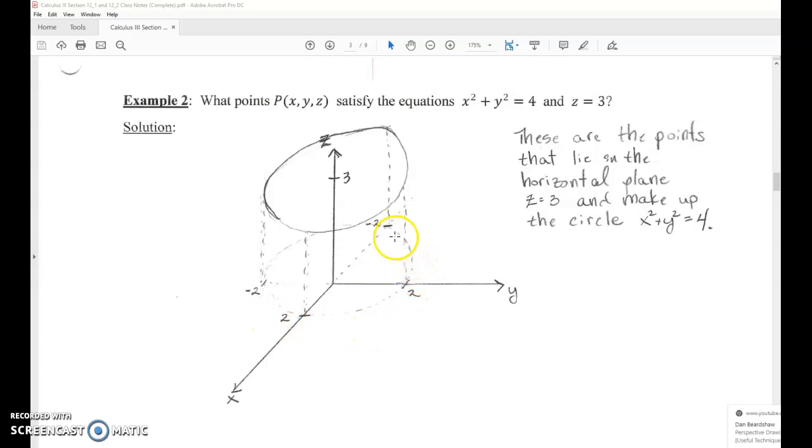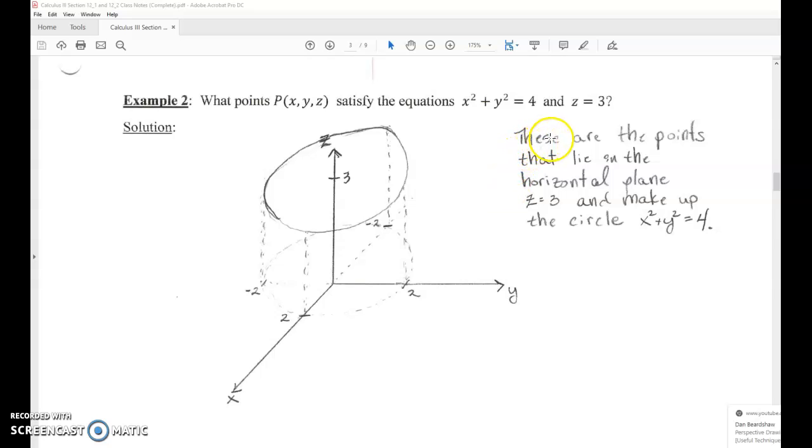Now remember, the x-axis is coming out of us directly at us, so it looks a little skewed even though it is a circle. Okay, and then if I didn't say what z had to be, that would mean that z could be anything. So you would take that circle and slide it up and down the z-axis and it would actually form a cylinder.